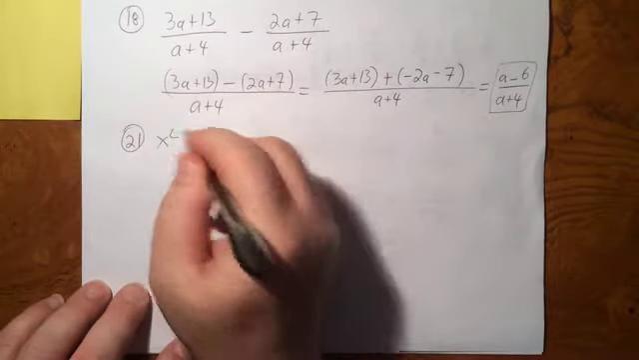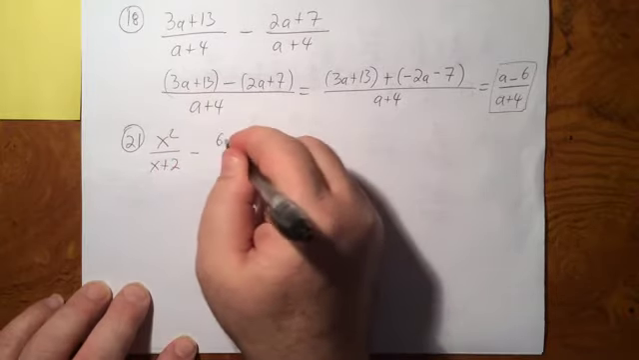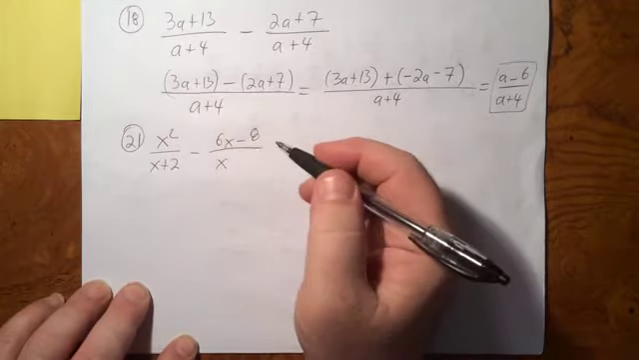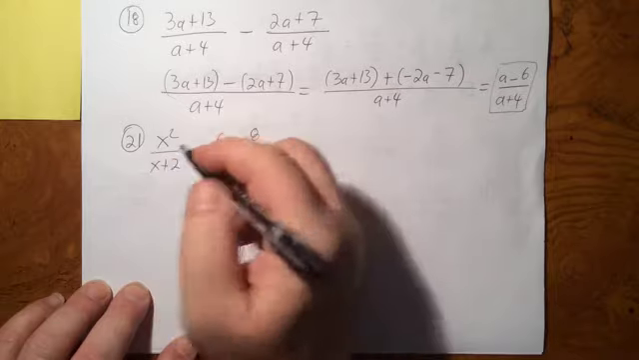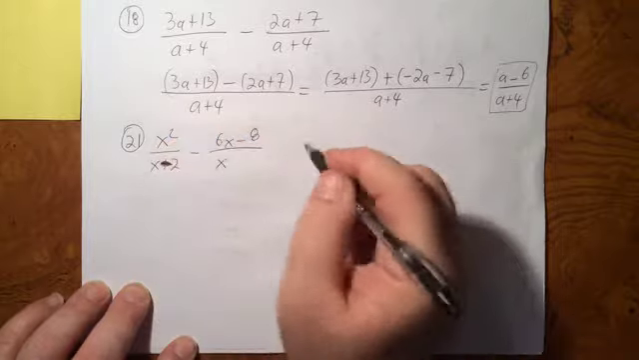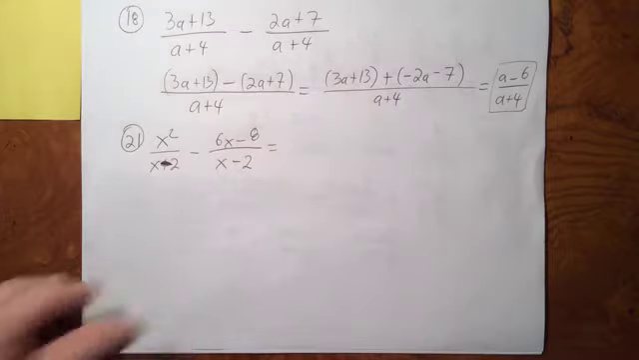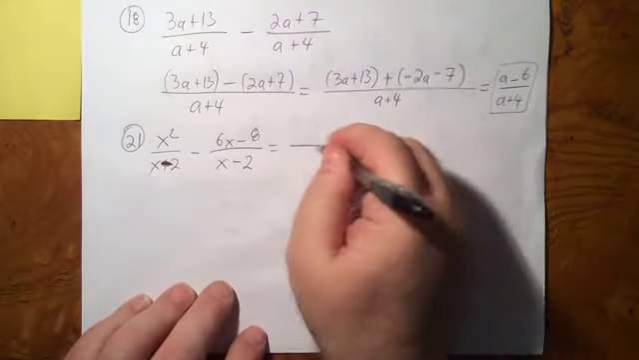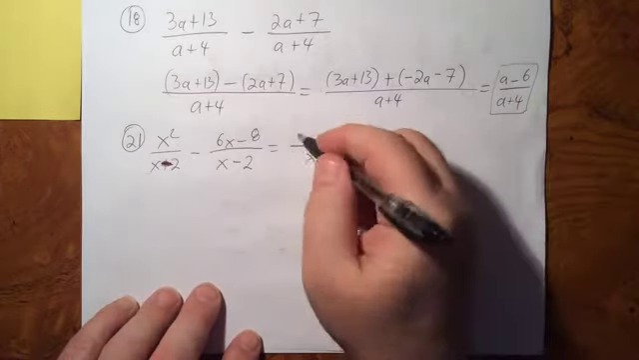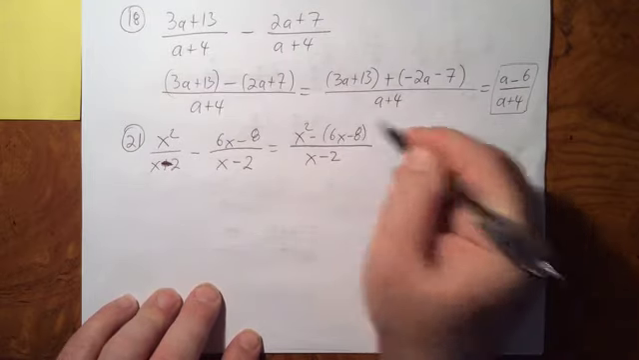So this is going to be x squared over x plus 2 minus 6x minus 8 over x. And guys, I wrote this incorrectly here, so I wanted to change this x plus 2 to x minus 2. So I'm going to make this an x minus 2. Now, you don't have to show this step the same way every time. I just do this for the purpose of the lesson. I'm going to put everything over x minus 2. So it'll be x squared minus the quantity of 6x minus 8.